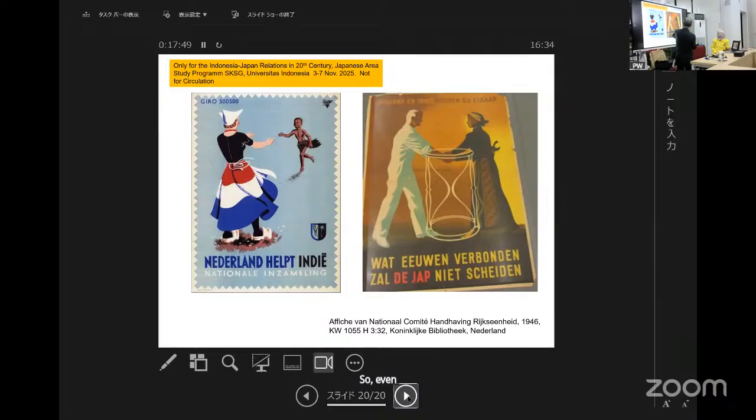So even when the Japanese came to Indonesia and tried to cut the strong tie between the Dutch and Indonesians, it was impossible. We have had centuries of ties between the two nations. It's impossible, even for the Japanese who tried to cut it.